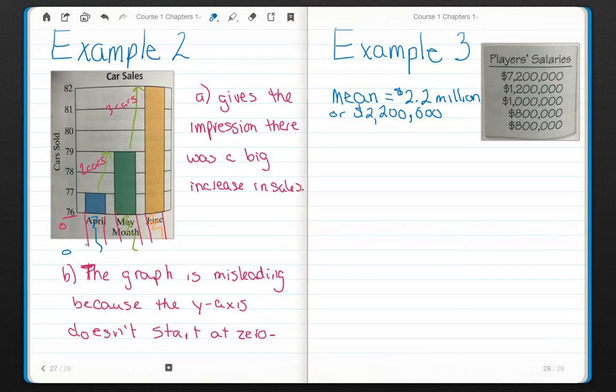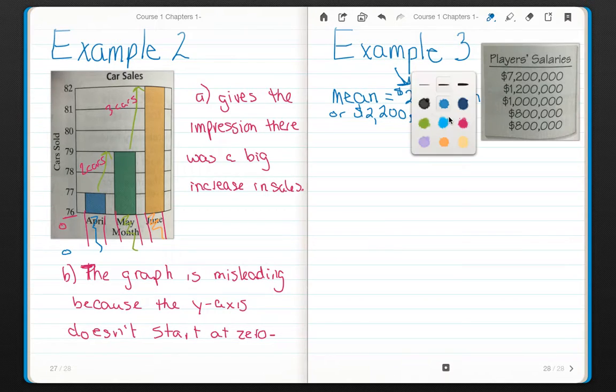So, example 3, identifying misleading statistics. 5 players on a professional basketball team have a mean salary of $2.2 million, or $2,200,000. Same thing. It's a pretty big average. Their 5 salaries are shown here in the table. Explain why the mean may not be the best measure for describing the players' salaries.